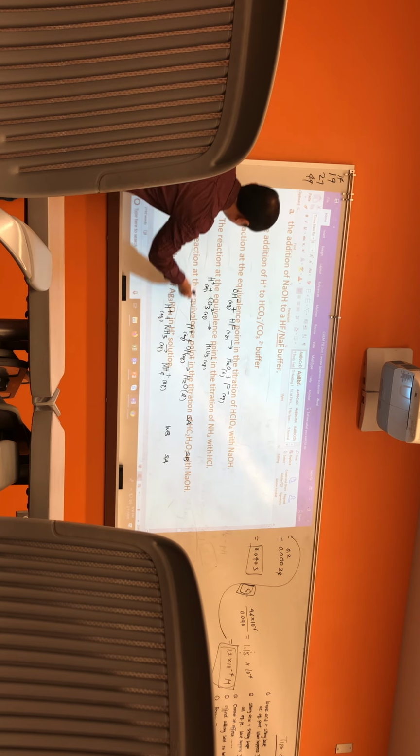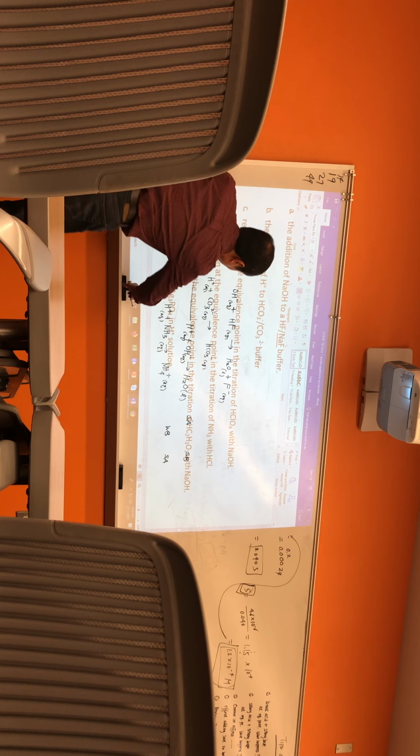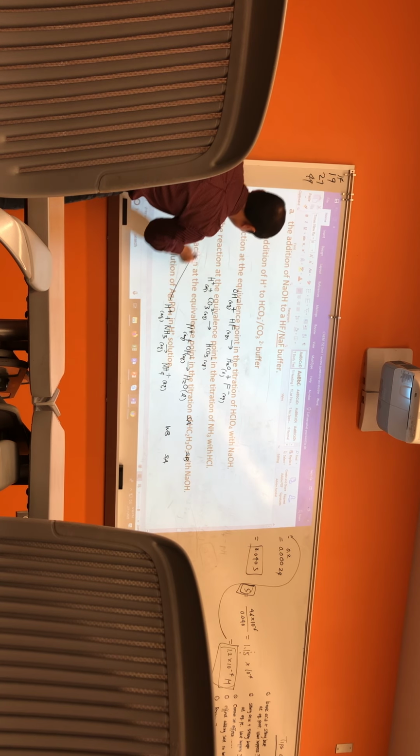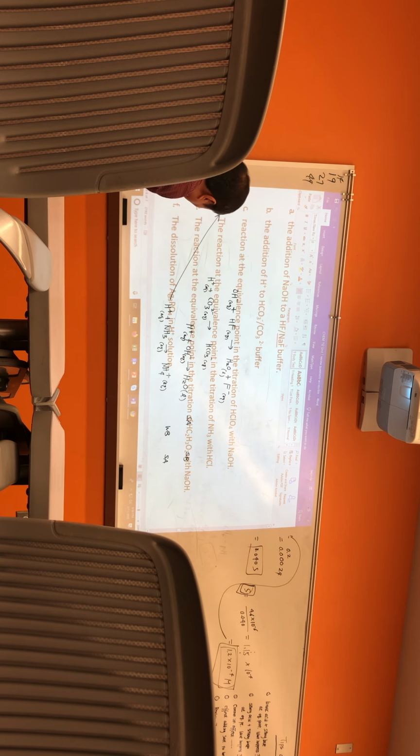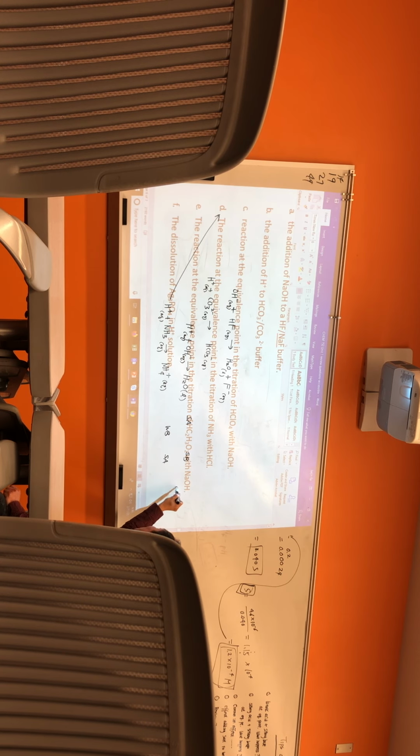So this guy is actually okay. This guy is the reaction at equivalence point in the titration of that with NaOH. So strong base reacted with weak acid, and then form water and conjugate base.